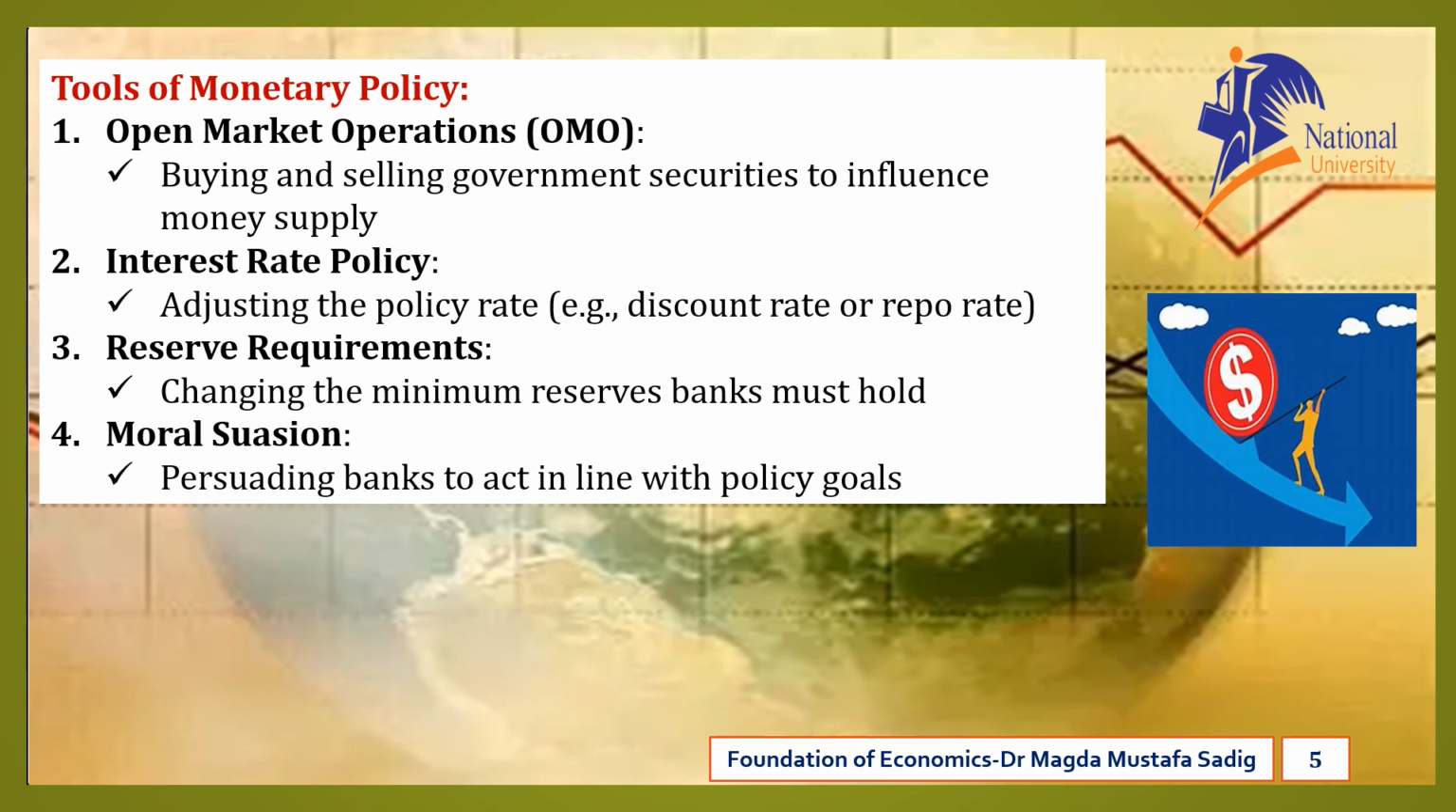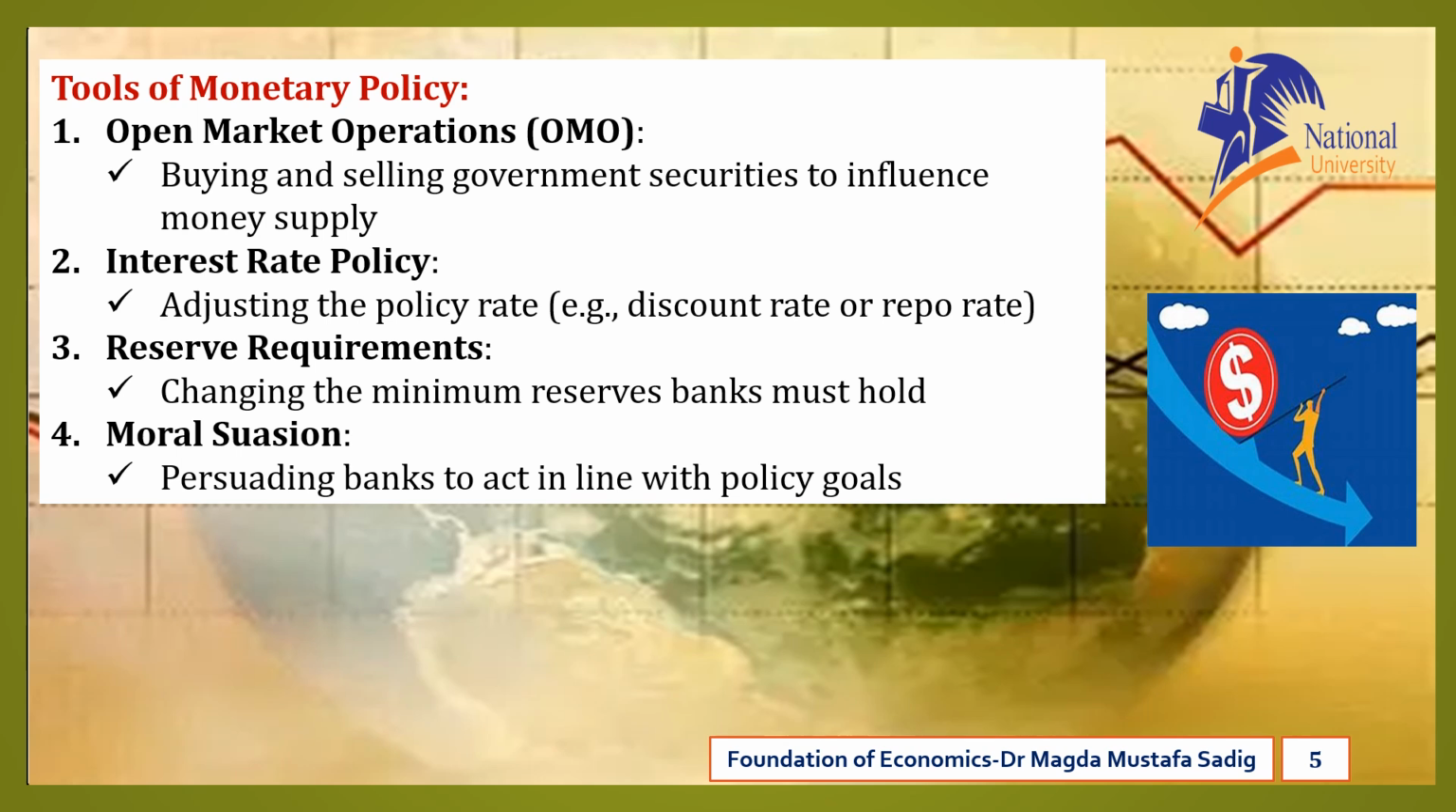The second tool, interest rate policy, also called the policy rate, discount rate, or repo rate. This is the interest rate that the central bank charges commercial banks for borrowing money. Lowering the rate makes borrowing cheaper and encourages loans, spending, and investment, while raising the rate makes borrowing more expensive and reduces the inflationary pressure. It's one of the quickest ways to impact the economy.